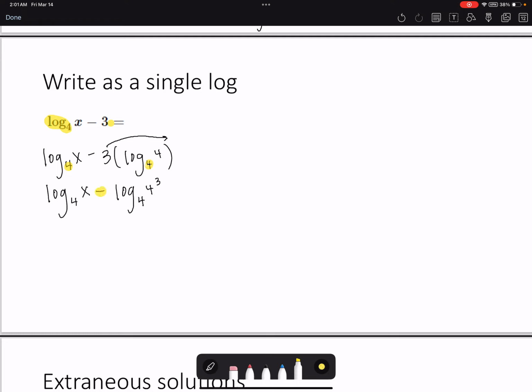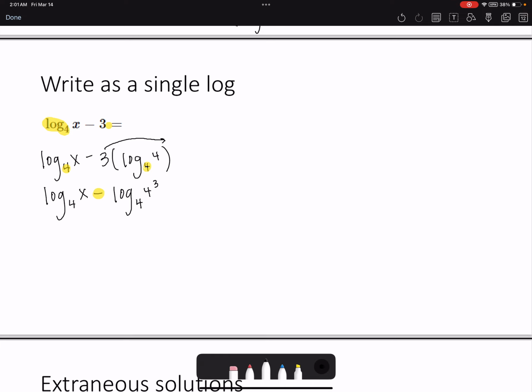The minus means that we can write this as a fraction. So it would be log base 4 of x over 4 cubed. 4 cubed is 64. So this would be log base 4 of x over 64.